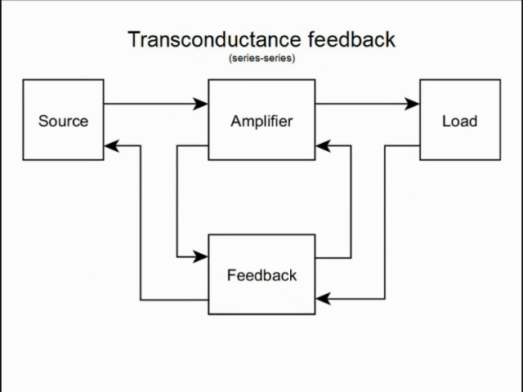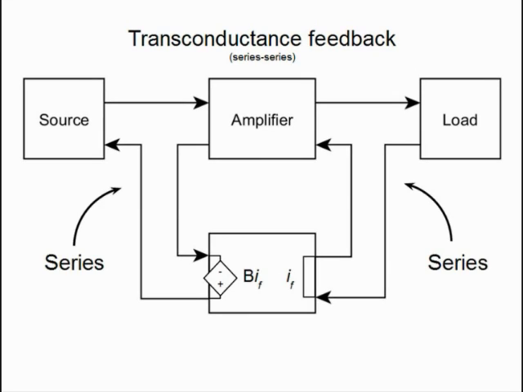Next we look at a transconductance feedback amplifier. We see a series connection, thus the name. The series connection at the input increases input resistance while sampling at the output increases output resistance.